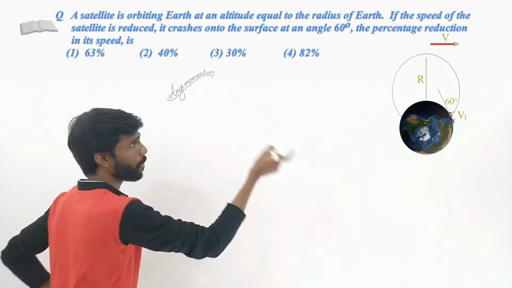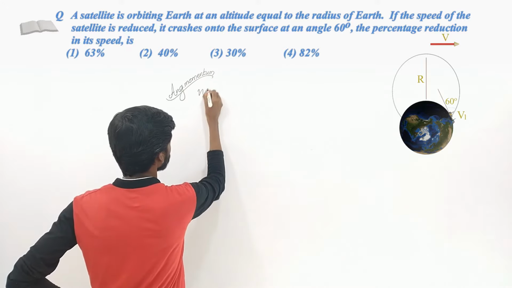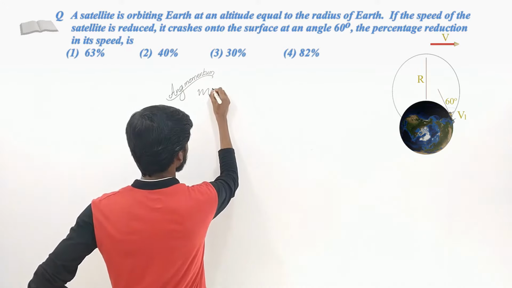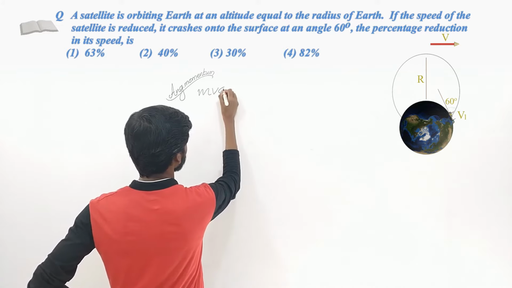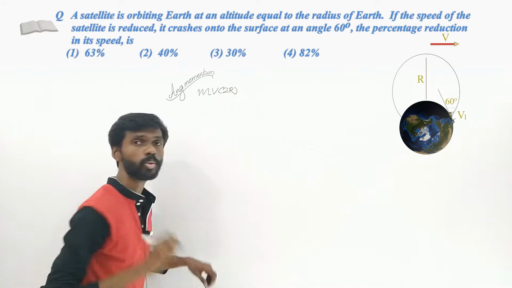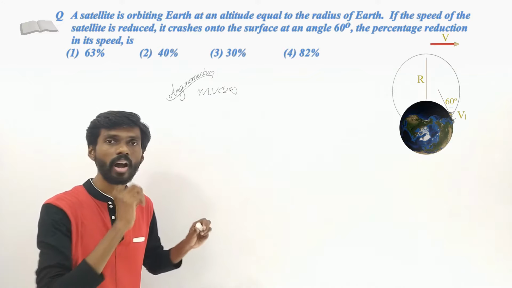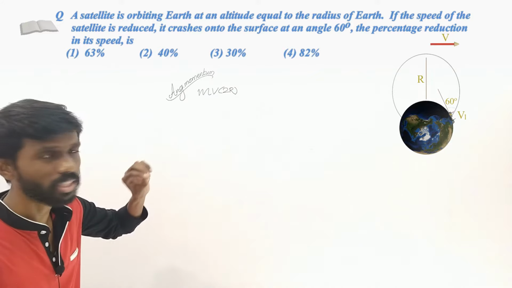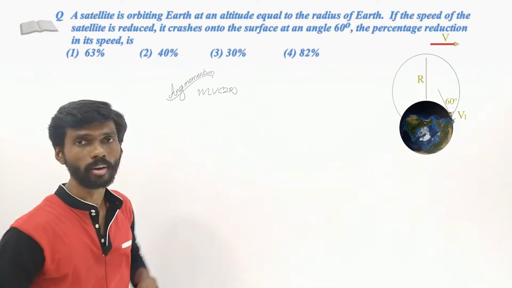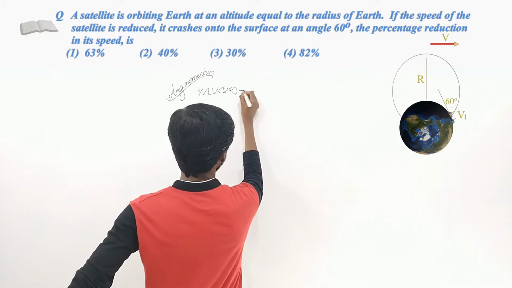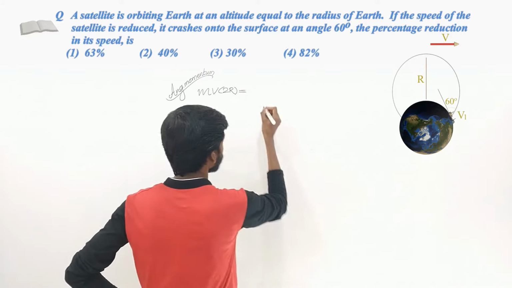What is the angular momentum at the topmost point? Mass multiplied by the speed there, taken as v, multiplied by the distance. That is 2r. See, 2r is the distance, not r. r is the altitude from the surface. Now here, from the center to the satellite, the distance is 2r. And that must be equal to the angular momentum at the other endpoint.